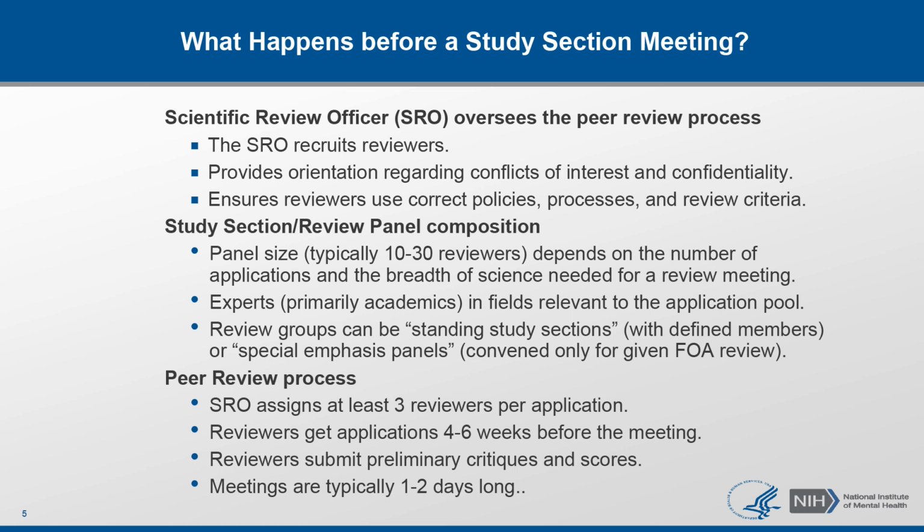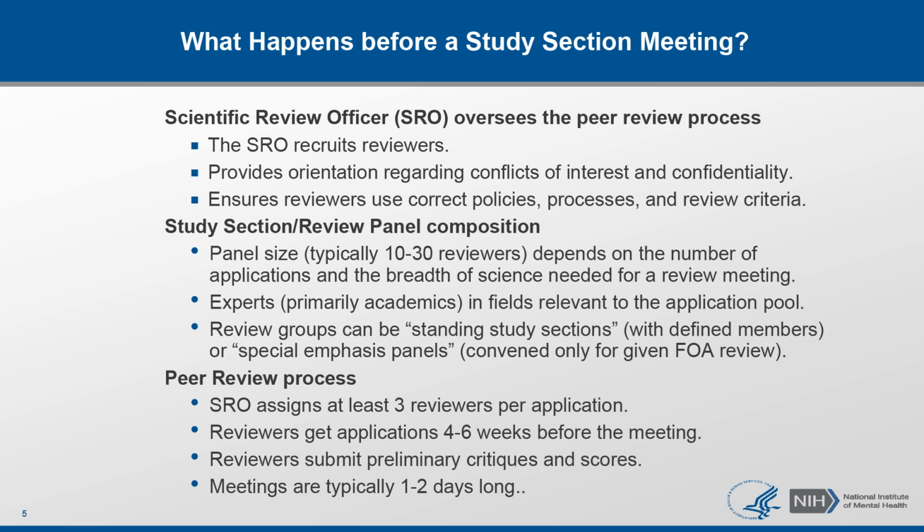So if you have a wide range of topics in a given review meeting, if you really want to cover the expertise appropriately, you're going to need more reviewers. Whereas if you have a pool of applications that are all in the same general scientific area, you can usually get by with fewer reviewers, with each of them looking at a larger fraction of the applications.